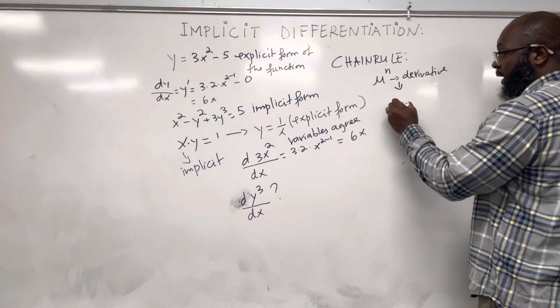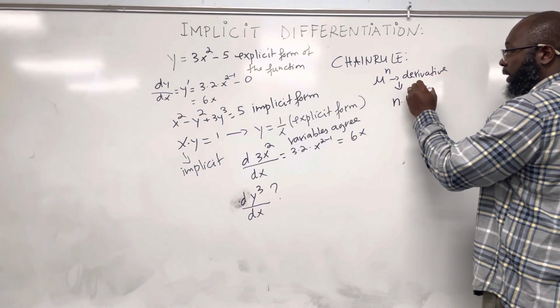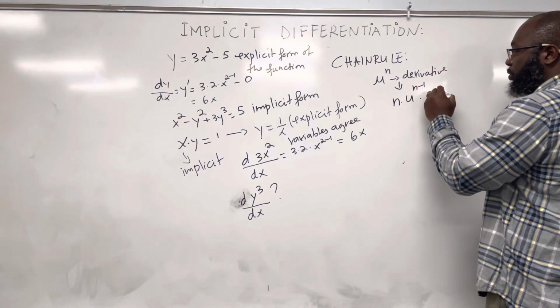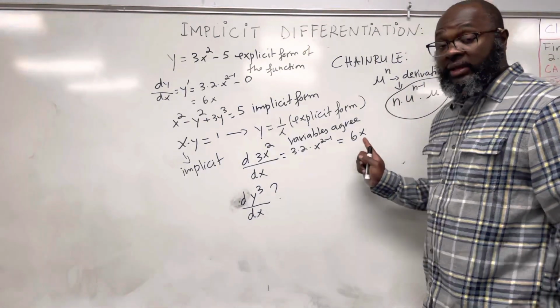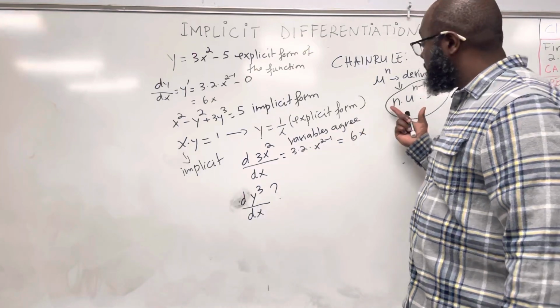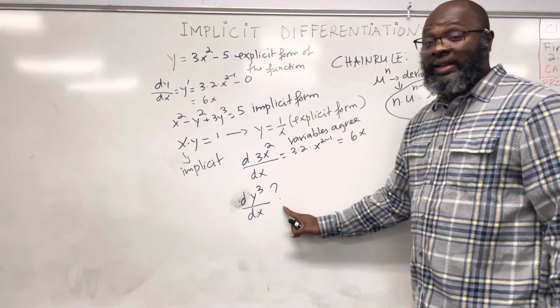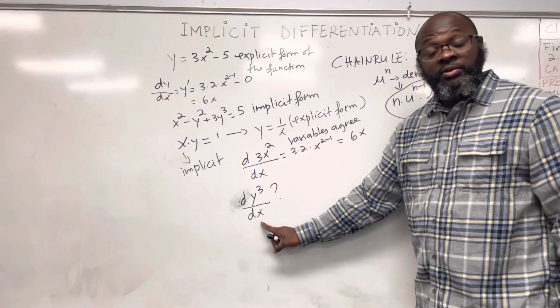It gives you n times u to the n minus 1 times u prime. That's the general form for when you want to use the chain rule. We're going to apply that here. Now, again, the variables are in terms of x.